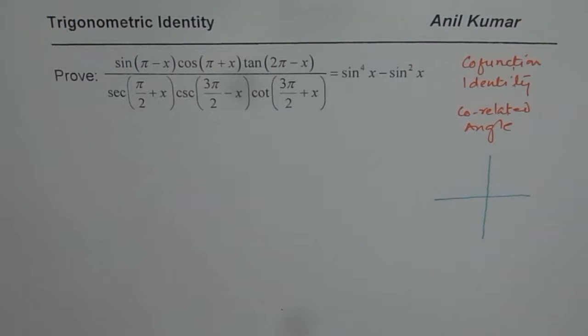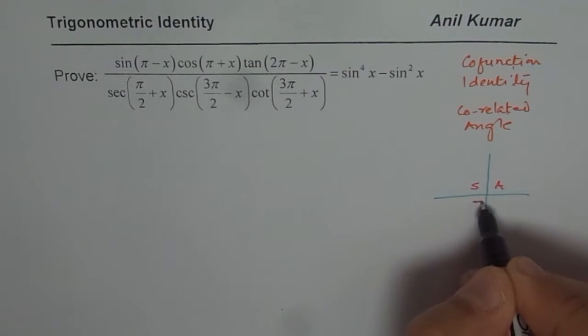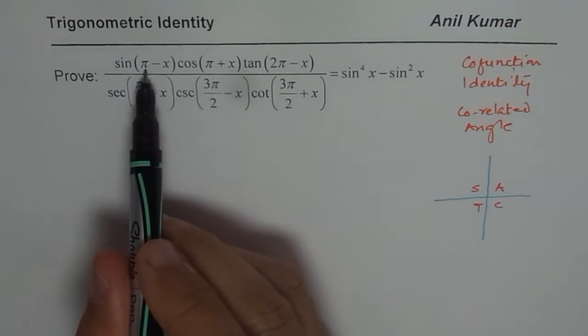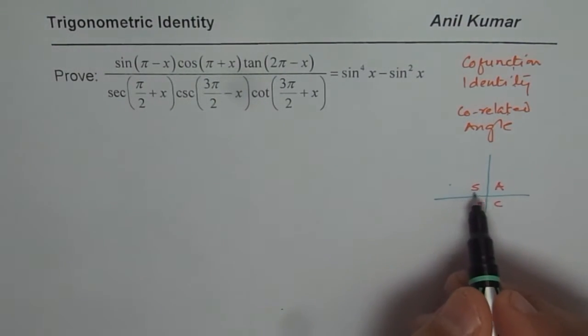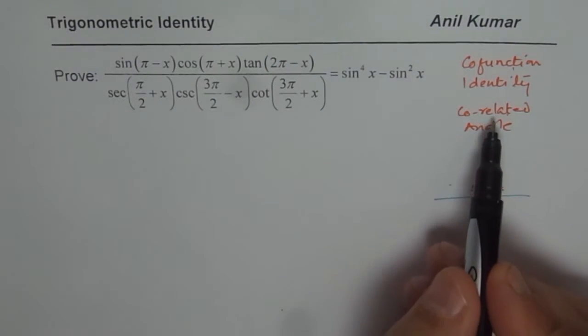You know, this is our coordinate system, and here all trigonometric ratios are positive: sine positive, tan positive, cosine positive. You remember by CAST rule. Now when I say that we have sine pi minus x, sine pi minus x means you are in this quadrant. Sine is positive, pi minus x will give you sine x, correct? So let us write them in terms of their related angles.